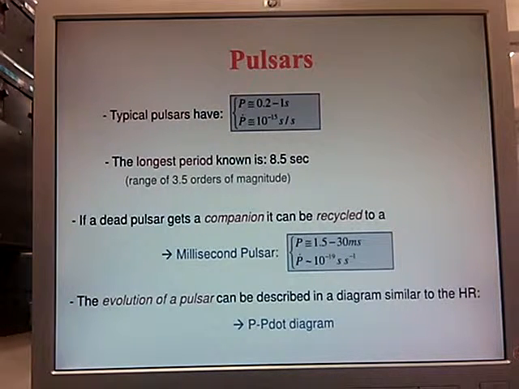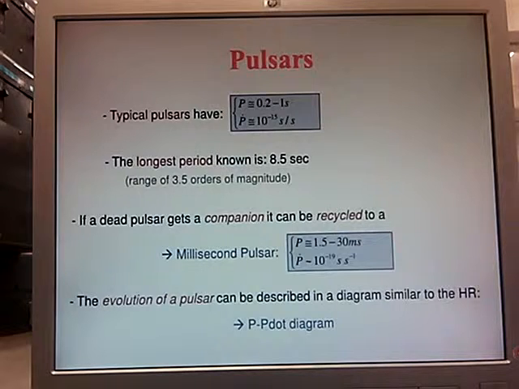When I do that, it's recycled into some object which we call a millisecond pulsar, not surprisingly, because its period at that point ends up being milliseconds, because it's been spun up. So in that case, these guys are again very rapid, and they are also very, very stable. Again, in terms of their period, the P dot is now 10 to the minus 19th seconds per second.